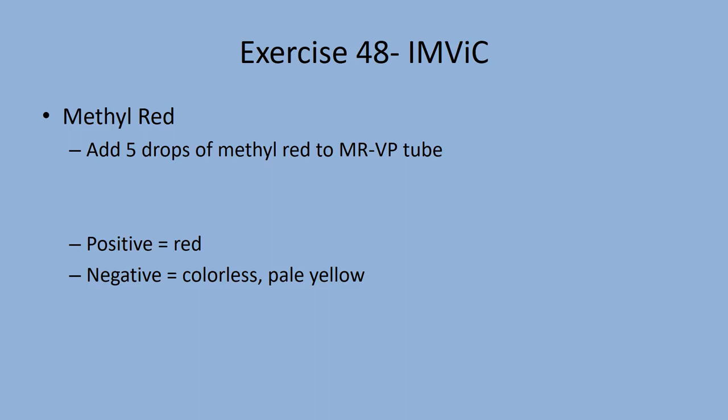The methyl red: you would add about 5 drops of methyl red to an MRVP tube. MRVP is the methyl red Voges-Proskauer tube. If it turns red on the upper layer, it is positive. If it remains colorless or pale yellow, that is a negative.